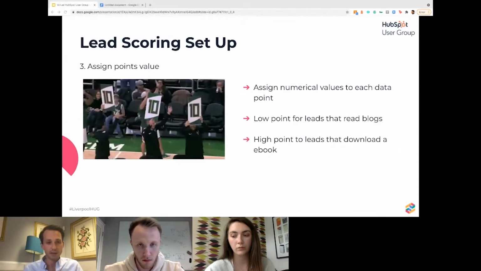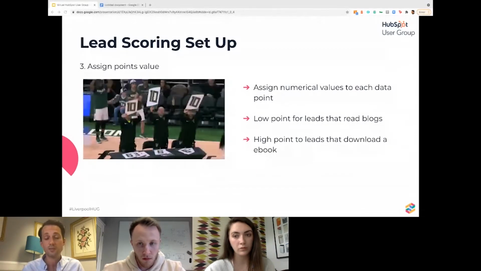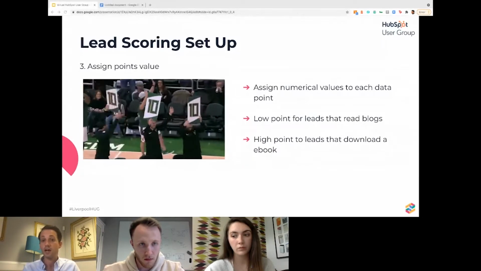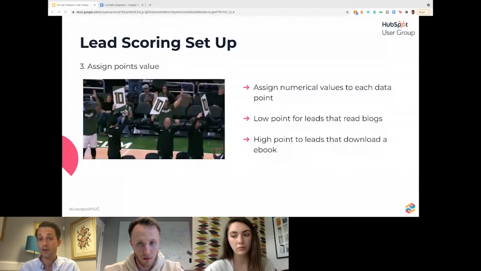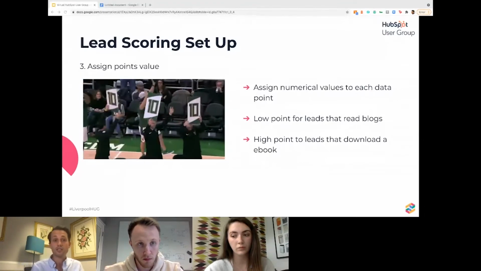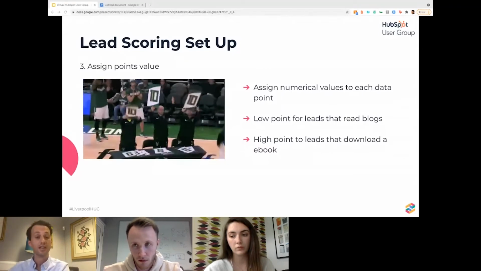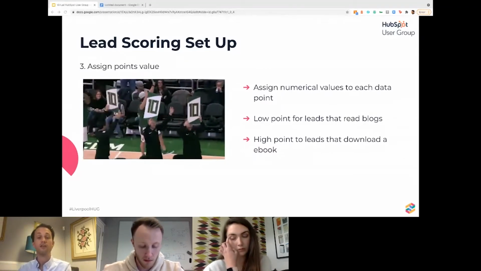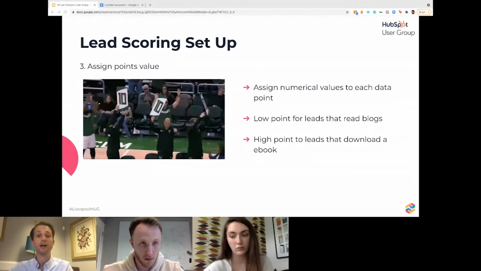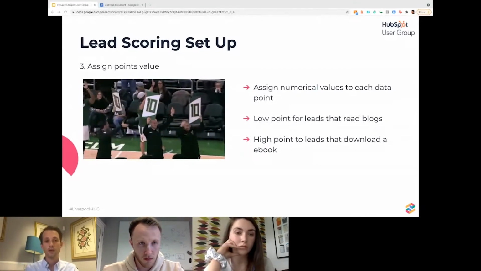So if we look at an example, leads who subscribe to receive blog updates don't always convert to paying customers. Likewise, leads who downloaded a white paper tend to have a higher conversion rate. So blog subscribers would get scored 2 points, whereas those who downloaded white papers would get a significantly higher point value, because we know that they convert more from when they download a white paper rather than subscribing to blog updates.